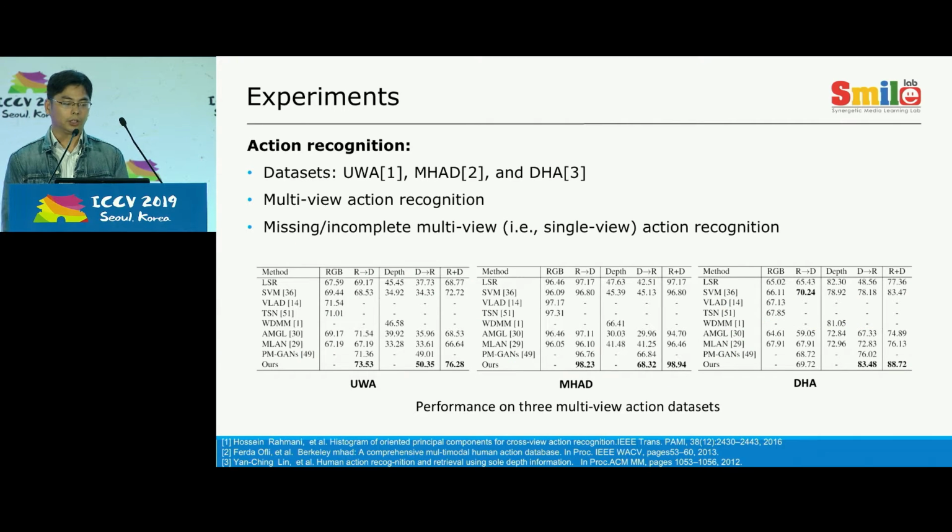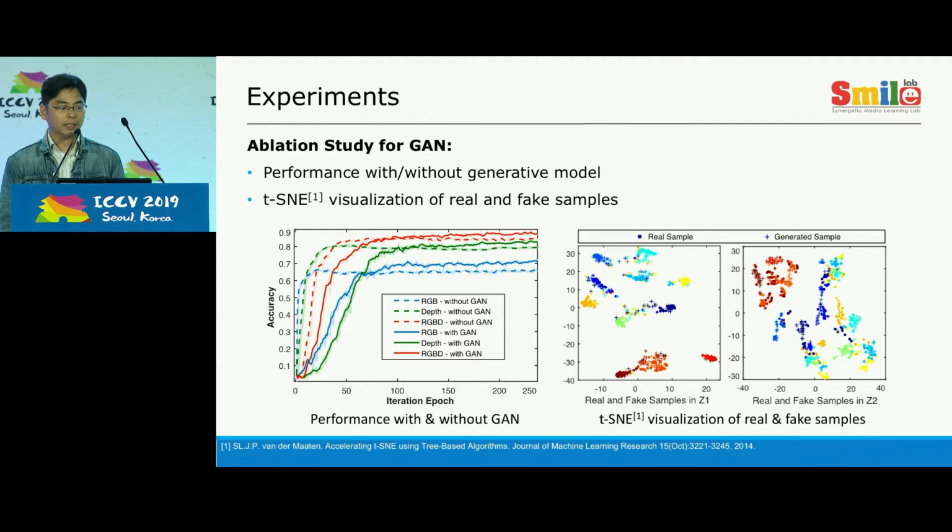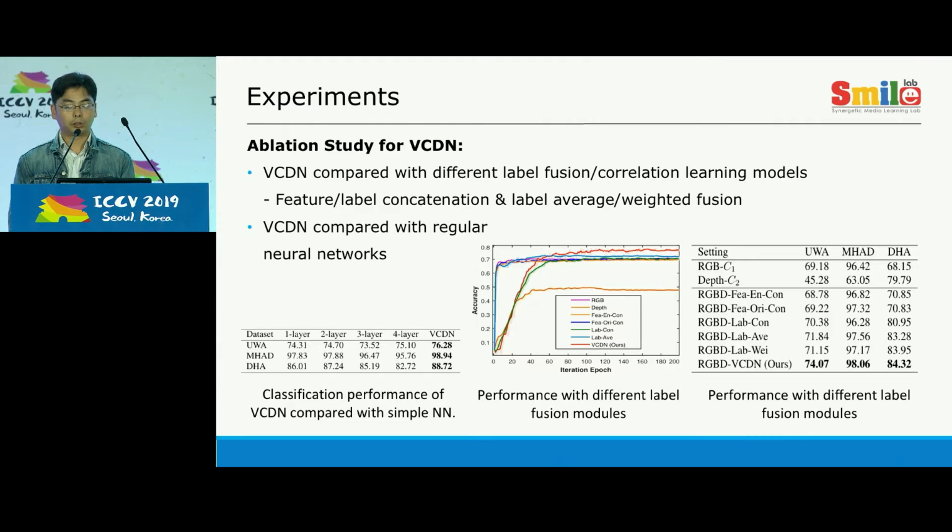So here is the result. We evaluate on 3 multi-view action recognition data sets. And we also do some pre-processing to remove some data from each view to build the missing data challenges. Here we compare with several other state-of-the-art multi-view action recognition methods, and from the result you will see the better performance. Here we did an ablation study by removing the generative models to see if the generative models help. So from the curves we can see the solid curves achieve better performance than the dotted curves. That means the generative models help.